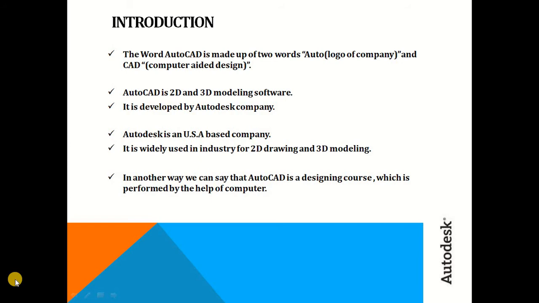So basically, the word AutoCAD is made up of two words. First is Auto, that is the logo of the company, and CAD means computer aided design. Also, we can call it computer aided drafting. AutoCAD is a 2D and 3D modeling software. It is developed by the Autodesk company. Autodesk is a USA based company. It is most widely used in industry for 2D drawing and 3D modeling.